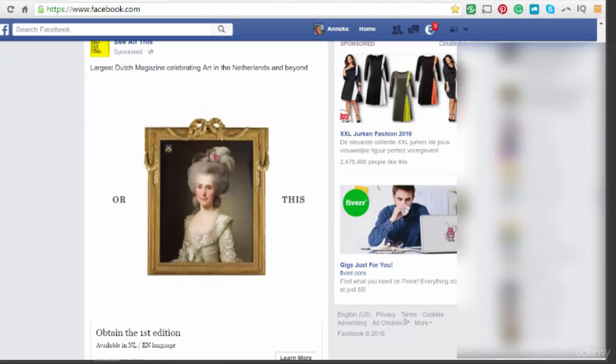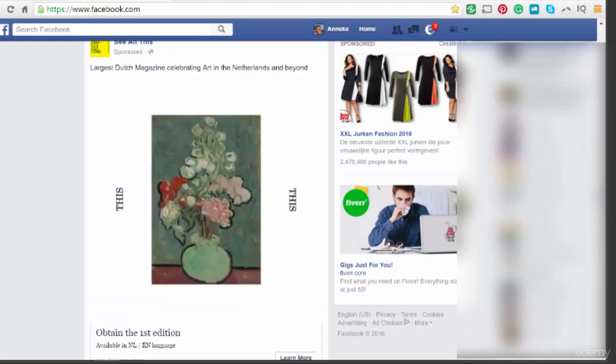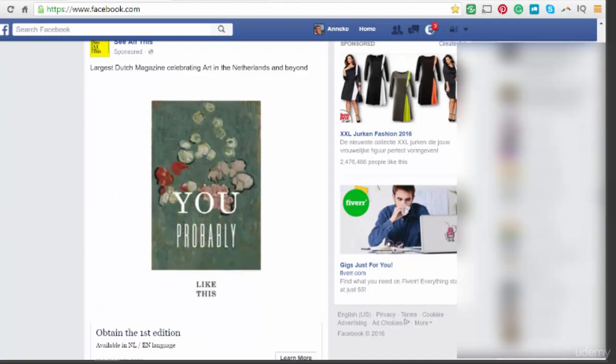And then you have sound effects to make the effect even stronger. A question: if you like this. Then there's a little pause. Now it's morphing, you can say this first painting is morphing into the second painting. You probably like this. So it's a combination of a changing picture and text.